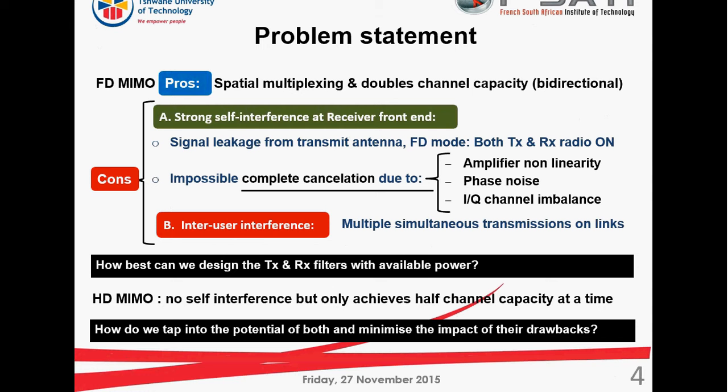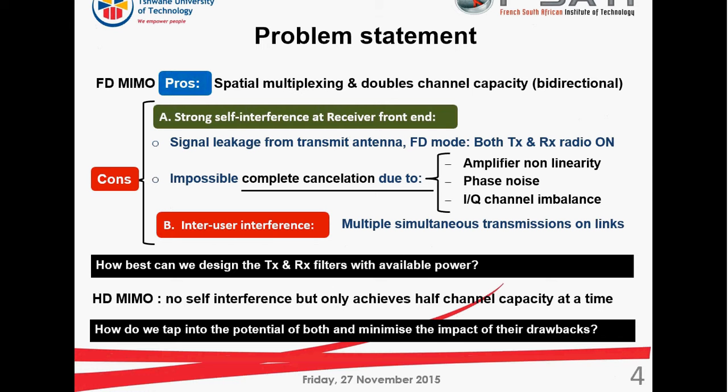The first one is the strong self-interference at the receiver front end. This is normal because if we are in a bidirectional type of communication, this implies that the transmit and the receive radio are on at the same time, and therefore there is usually a signal leakage from the transmitting antenna to the receiving antenna, and that creates what is known as self-interference.